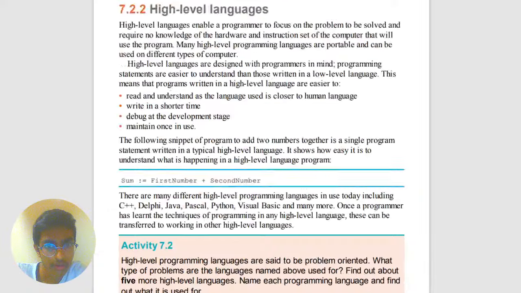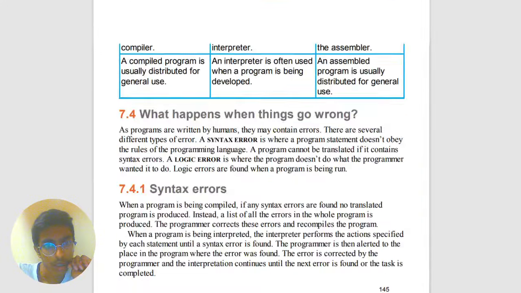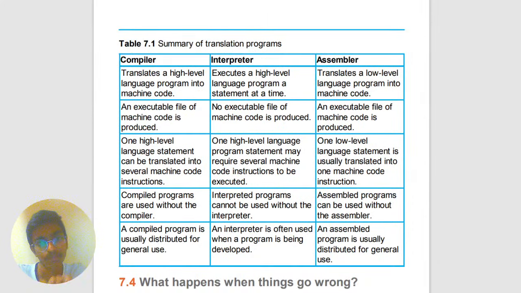I don't think this is a very big topic because we only have to know three parts, and this is the table that you need to know for this entire topic. So a compiler will translate a high-level language to machine code. An interpreter will execute a high-level language, one statement at a time, like Python. An assembler will translate low-level language to machine code. So compiler and assembler both go to machine code, but compiler is high-level language to machine code, assembler is low-level language to machine code.